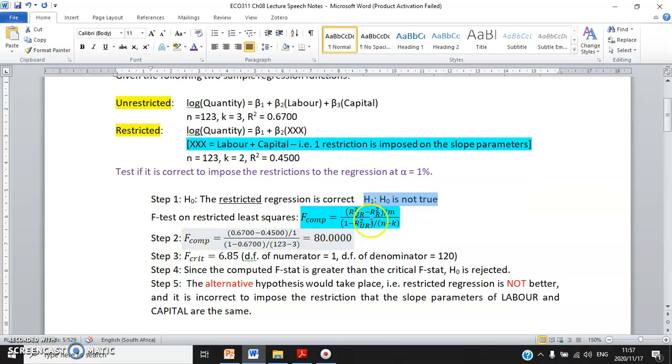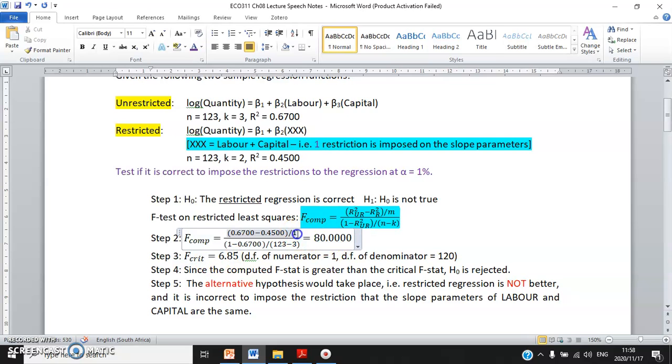Step 2, computed f-stat. R squared of the unrestricted regression, 0.67, minus the R squared of the restricted regression, 0.45, divided by M. M stands for the number of restriction. We already know the answer is 1. Divided by all the terms in the denominator relate to unrestricted regressions. So 1 minus the R squared of the unrestricted regression divided by N, 123, minus the K must come from the unrestricted regression, 3. This is how I work out the computed f-stat, 80.